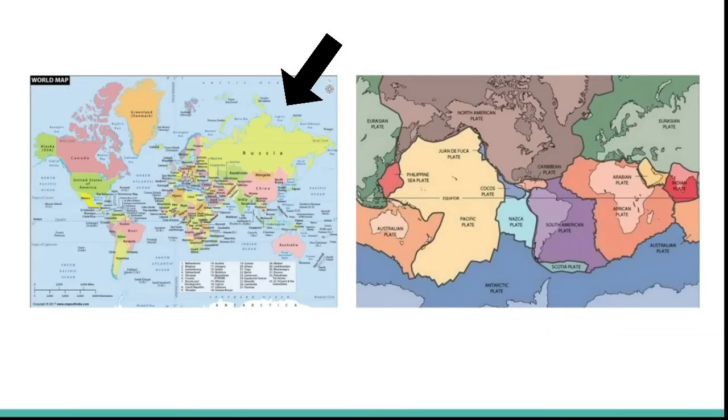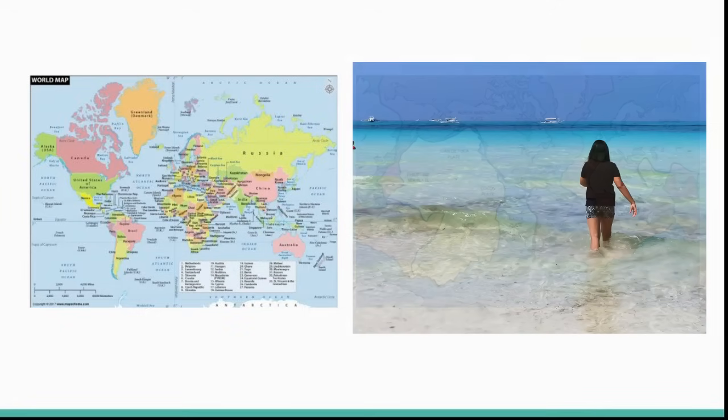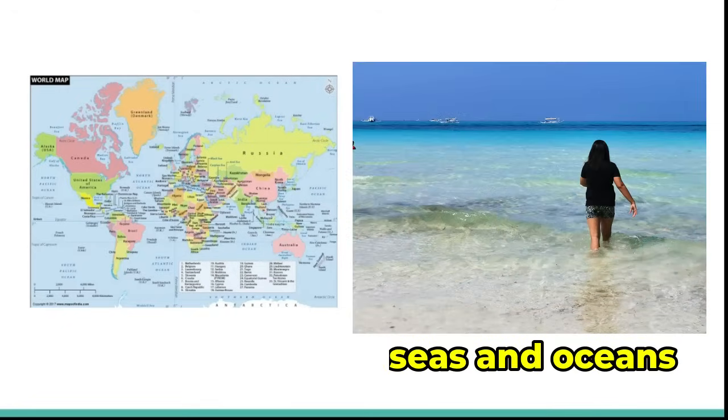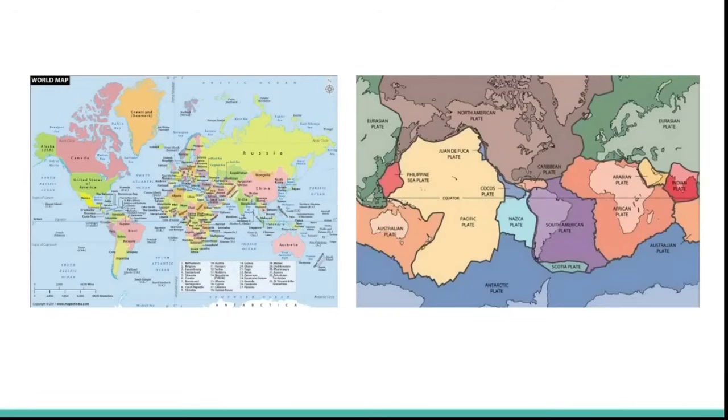However, the first map, which you can see on the left side of the screen, shows the waters that we have. When I say waters, I mean the seas and the oceans. The map on the right, on the other hand, only shows all the plates in the world, which includes all the land and even the land below the water. And we call all this land the lithosphere.